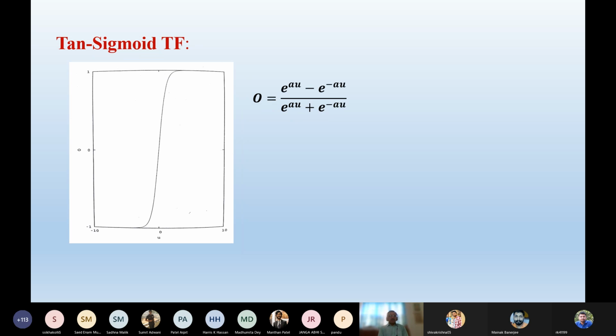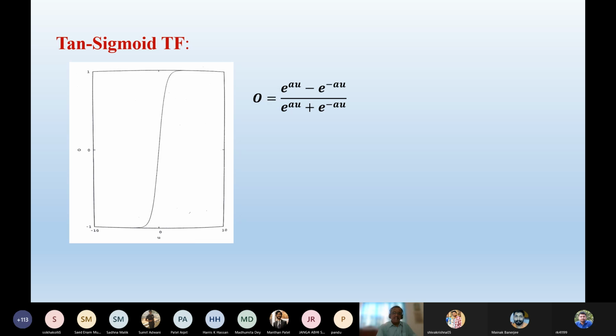Now then comes the tan sigmoid transfer function. This is the mathematical expression for the tan sigmoid transfer function, that is, output O is nothing but e raised to the power au minus e raised to the power minus au, divided by e raised to the power au plus e raised to the power minus au. Now a is a positive quantity which represents the slope of this curve. And once again, the higher the value of a, the steeper the curve will be, and vice versa.